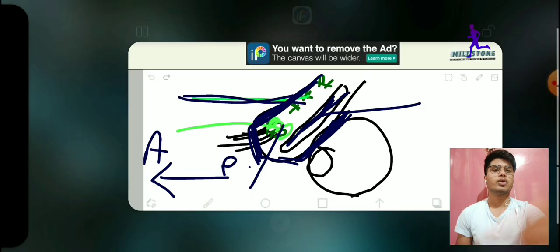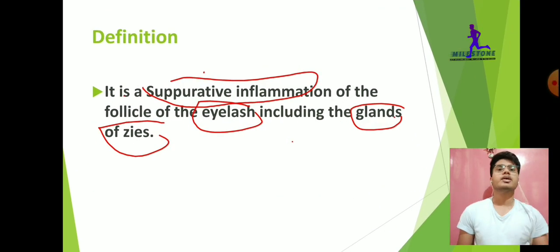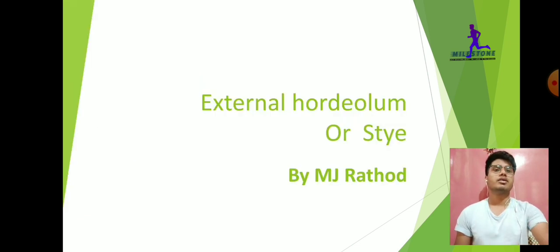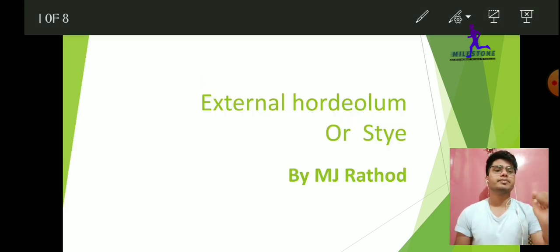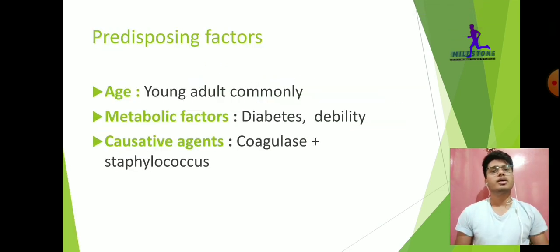Okay, now let's come back to the PPT. So it is a suppurative inflammation of the follicle of the eyelash. And which follicle? The follicle which has glands of Zeis. So follicle plus glands of Zeis, and this inflammation is called stye. That's why the stye is more superficial, more external, and that's why we also call it external hordeolum. Now, young adults are commonly infected.